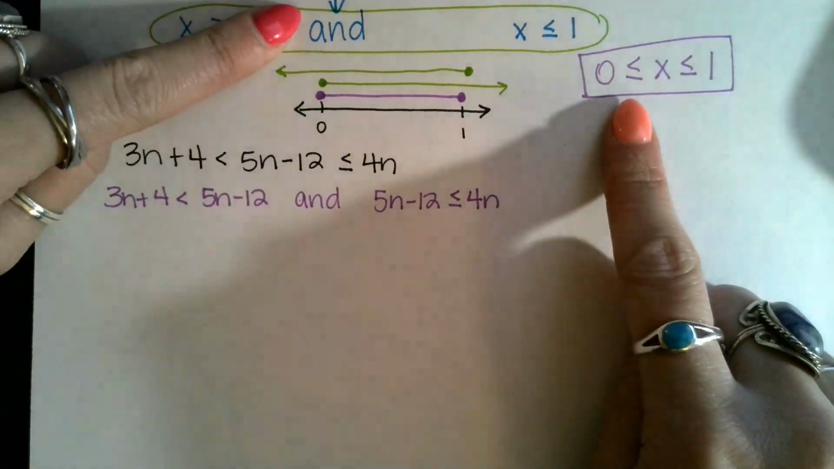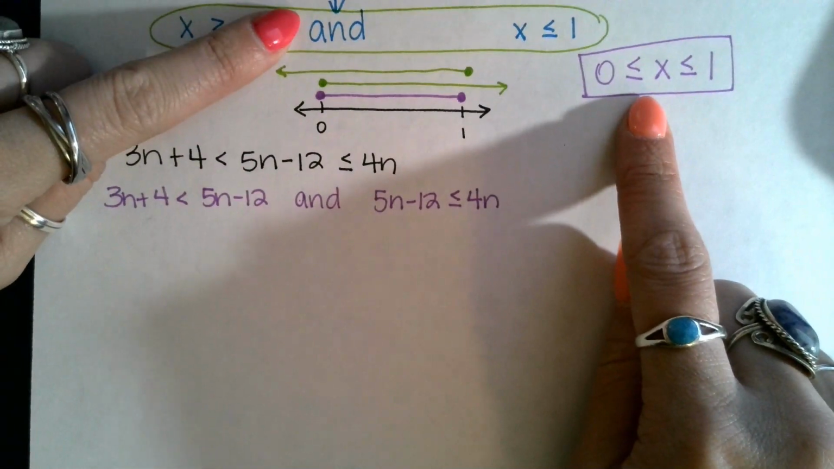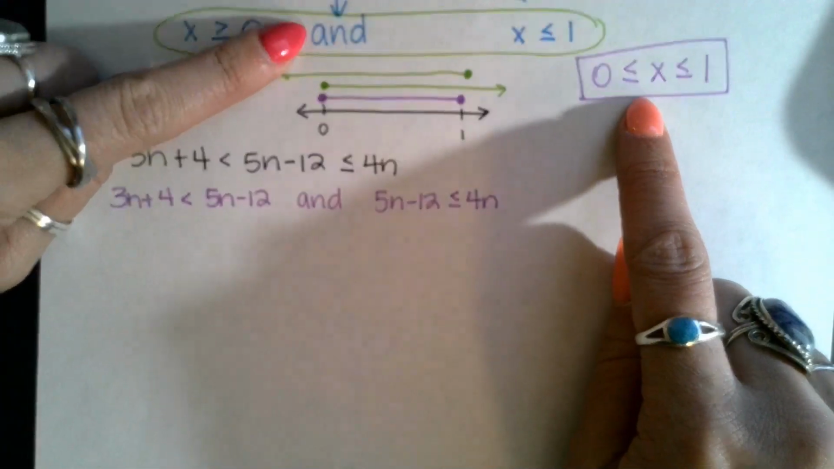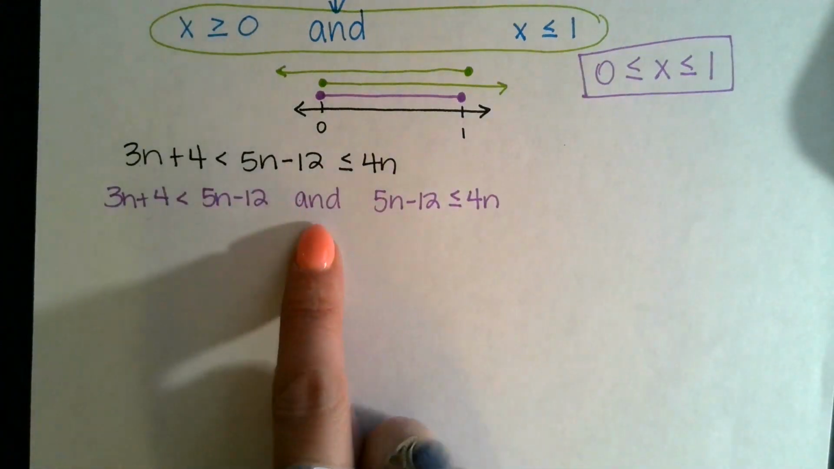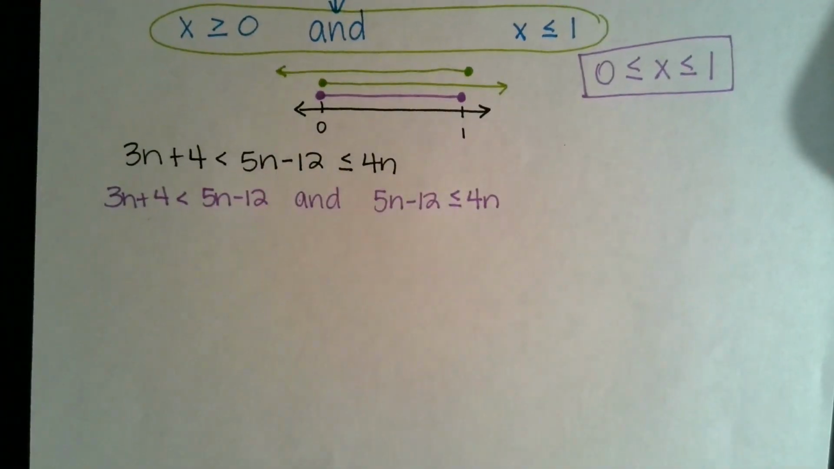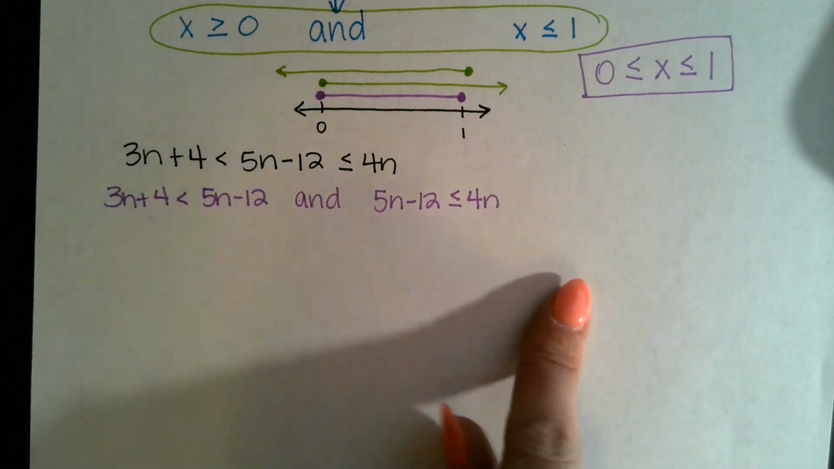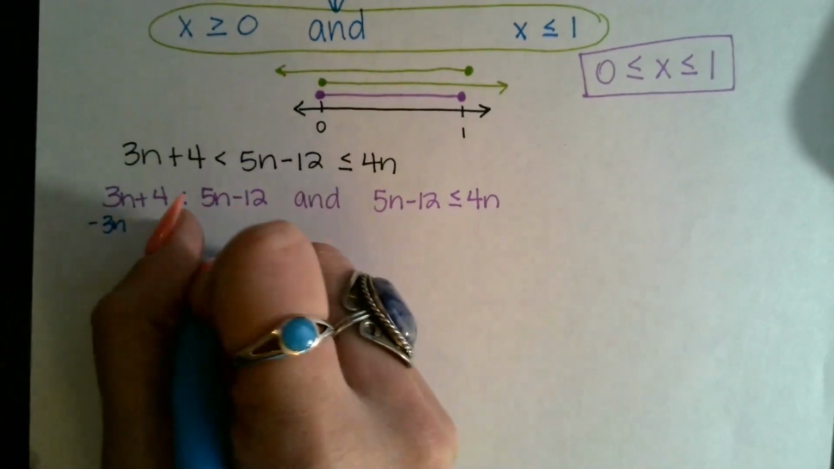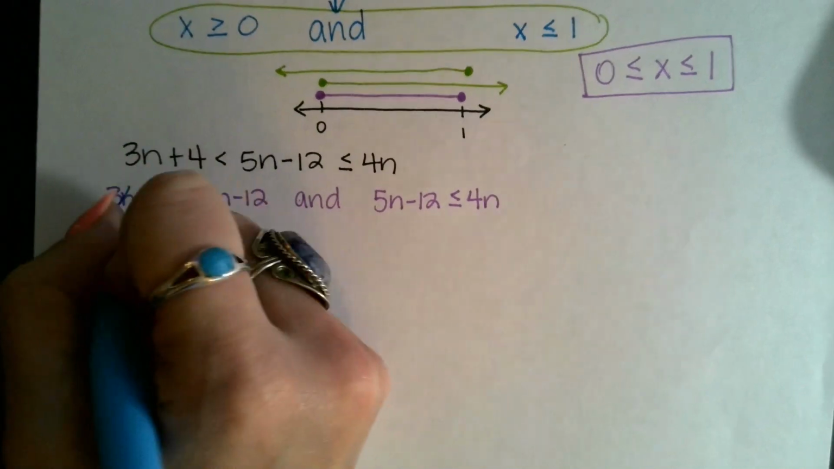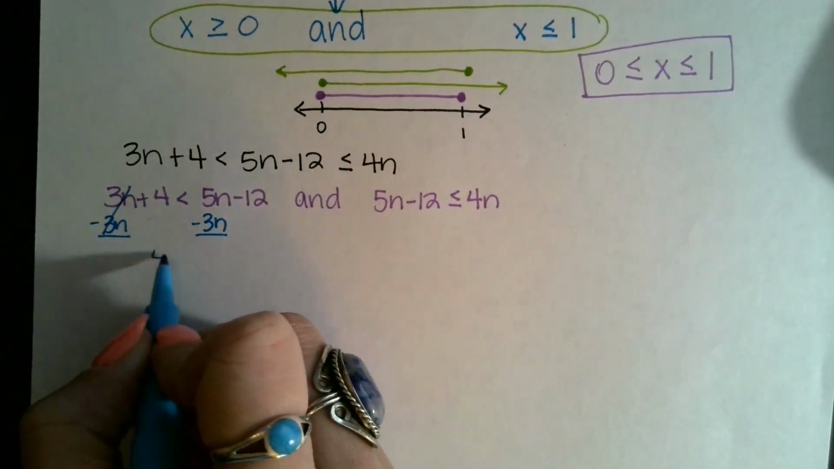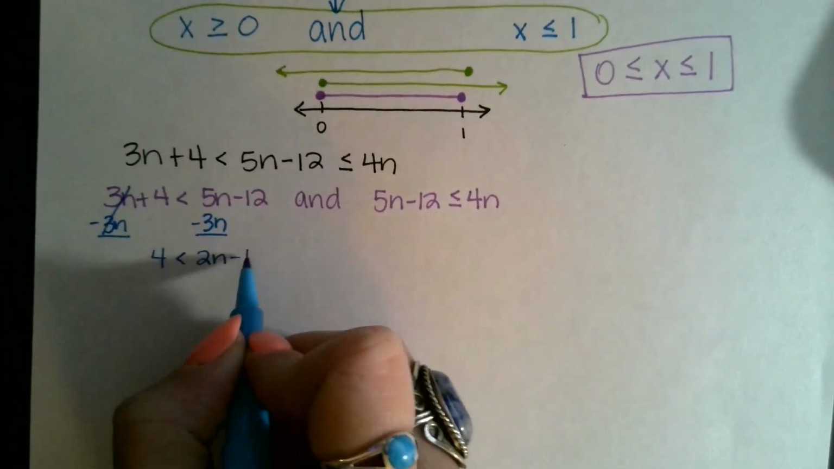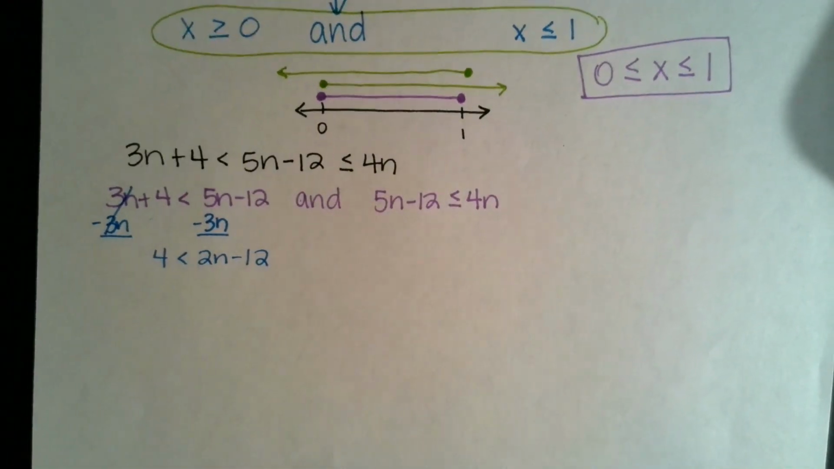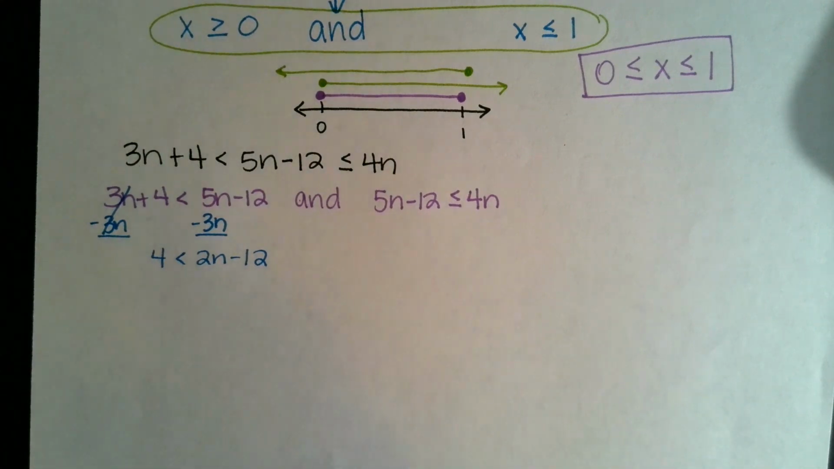Because remember from the last problem, compact form is an and statement. So if we can go from and to compact, we can go from compact to and. Now we solve each of these just the same way we did the last ones. I like to move my smaller variable first, and 3 is the smaller coefficient. That doesn't necessarily mean that's the best way to do it, but I like my coefficients to be positive, especially when it comes to solving inequalities. If your coefficient's positive, then you don't have to worry about sign flipping.